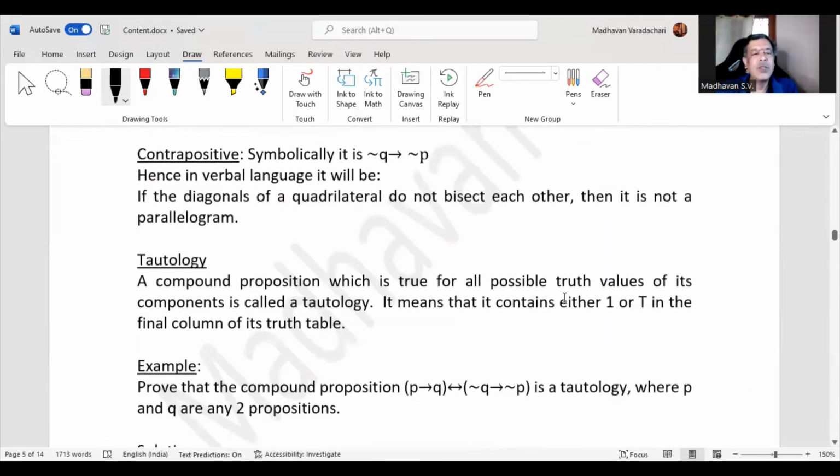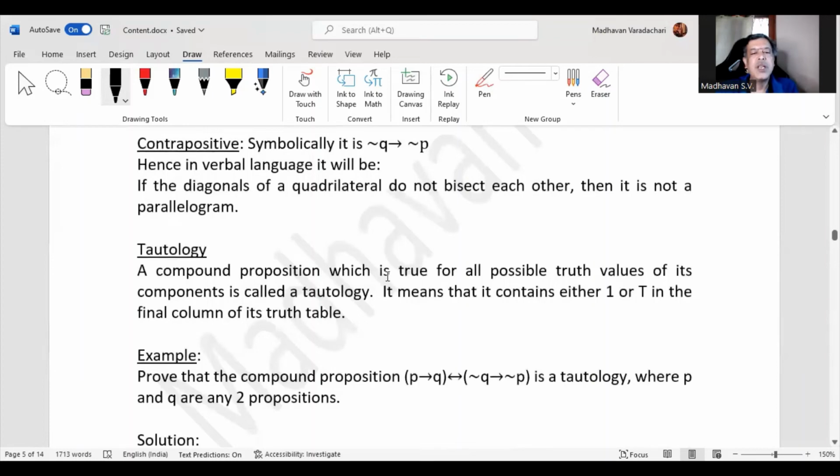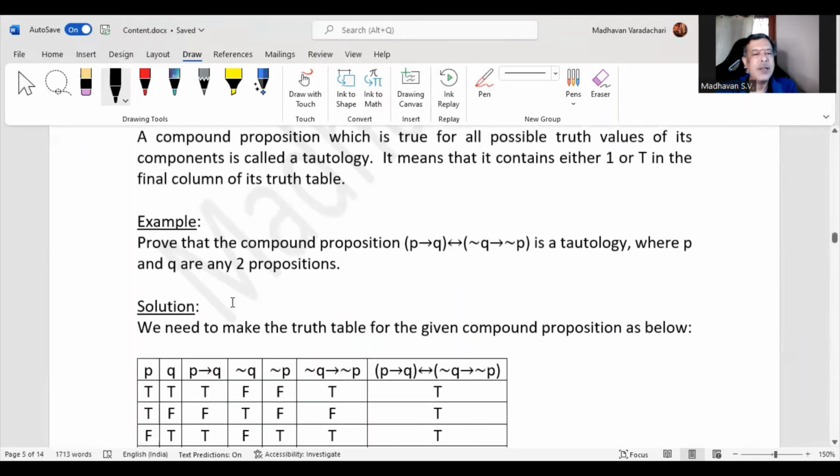Next comes tautology. What is the meaning of tautology? A compound proposition which is true for all possible truth values of its components is called a tautology. It means that it contains either 1 or T in the final column of its truth table. To understand this definition of tautology, we have an example here. Prove that the compound proposition (P implies Q) biconditional (not Q implies not P) is a tautology, where P and Q are any two propositions.